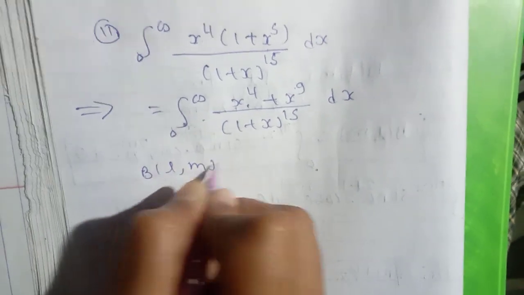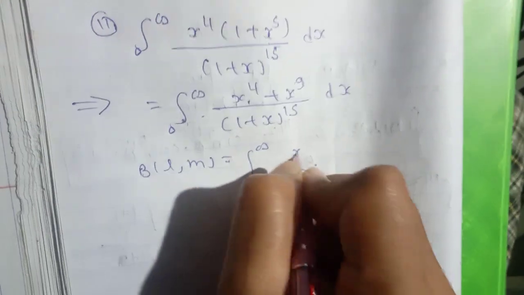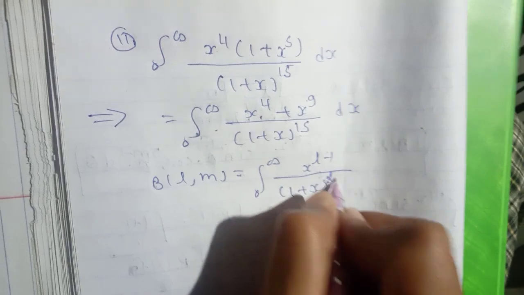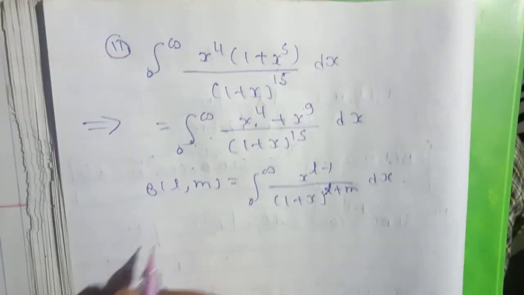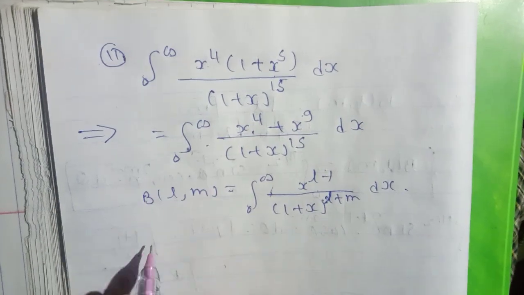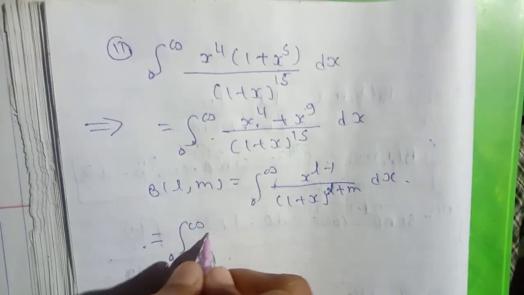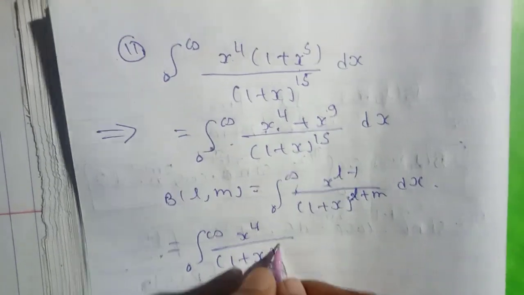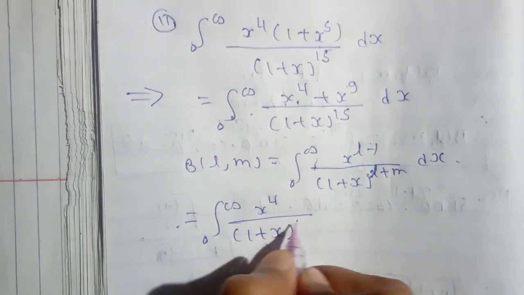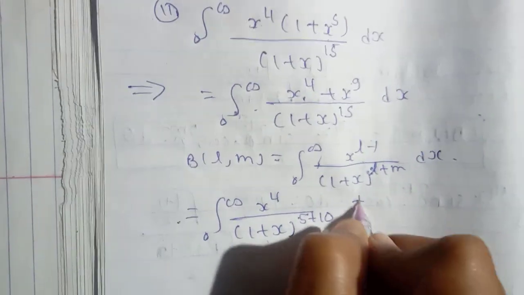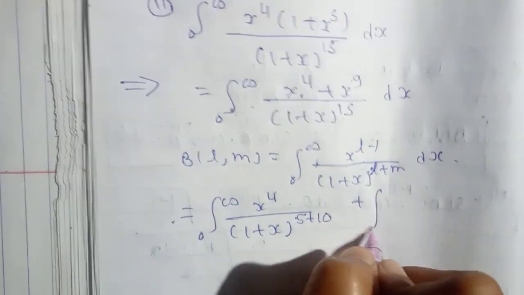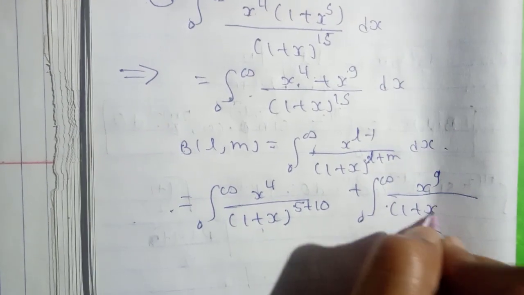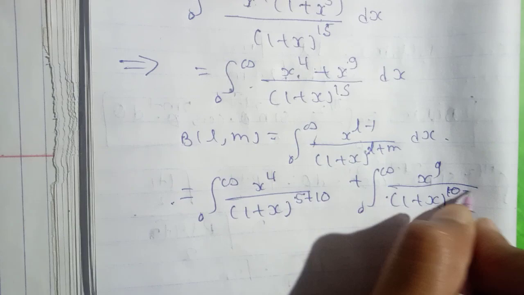Beta of L and M is equal to integration 0 to infinity of x raised to L minus 1 divided by 1 plus x raised to L plus M dx. So we have to use this formula here. So integration 0 to infinity of x raised to 4 divided by 1 plus x raised to 5 plus 10, plus integration 0 to infinity of x raised to 9 divided by 1 plus x raised to 10 plus 5.